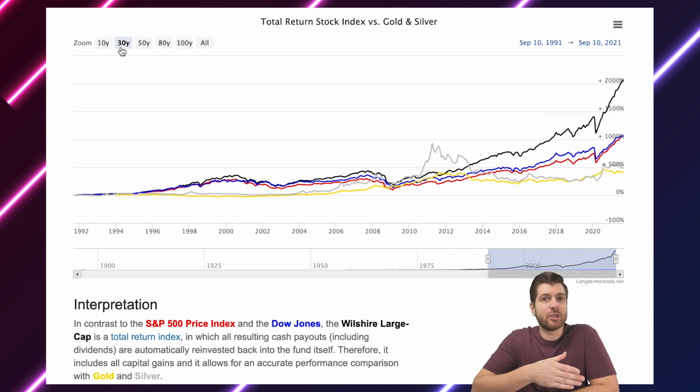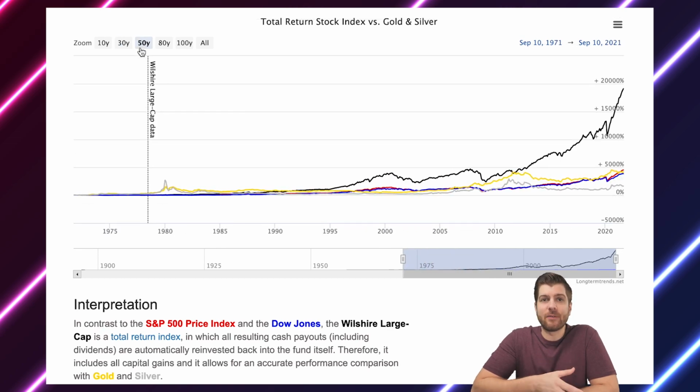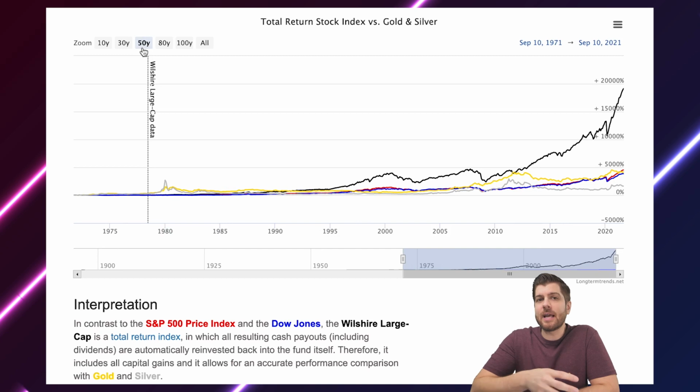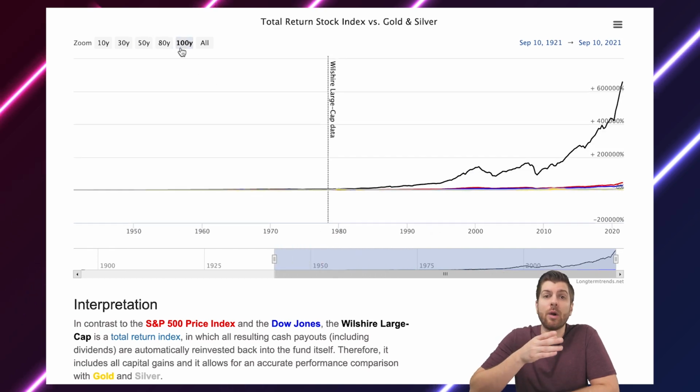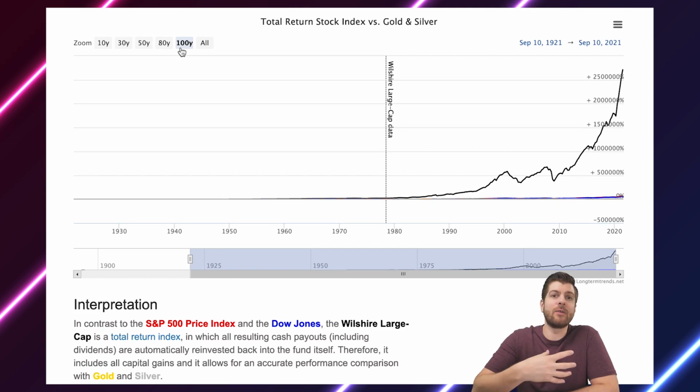Over the past 30 years, the discrepancy is even larger. When we increase it to show the last 50 years, the difference dividends being reinvested makes becomes even more apparent. And here's the difference it makes when we look over 80 years, and here's 100 years. Is this making sense? So all I'm doing here is illustrating again the power of compounding and why it's important to invest in assets that can compound.